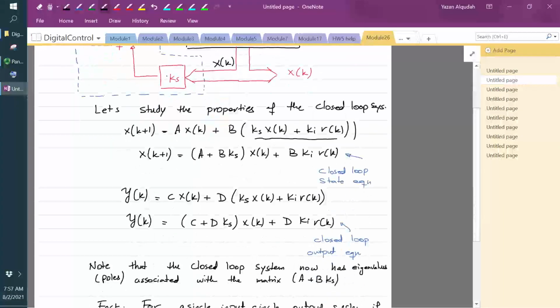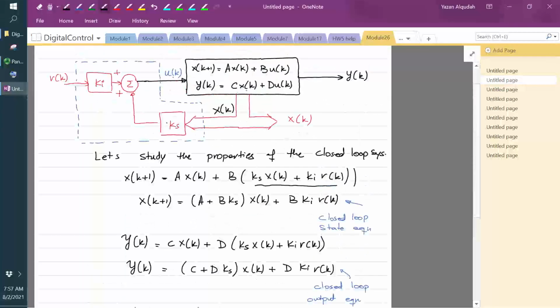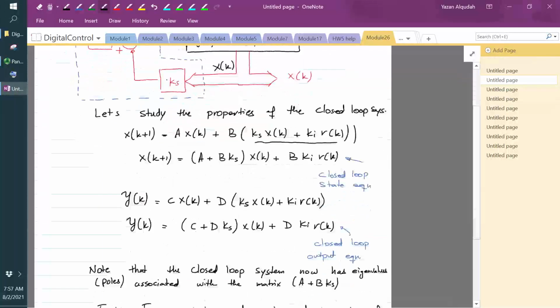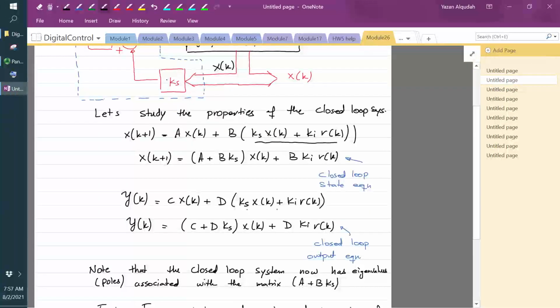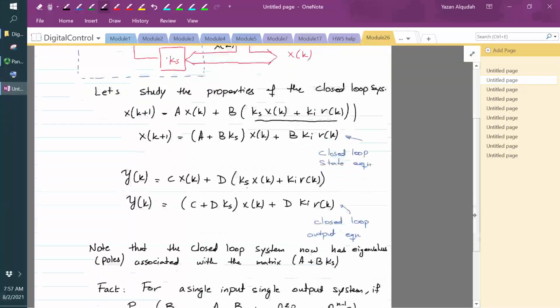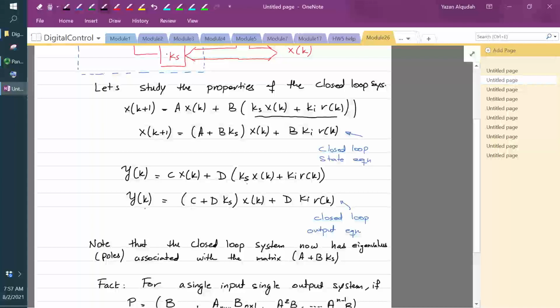Now if you look at the output, Y is equal to C multiplied by X of k plus D multiplied by U of k. But U of k is equal to Ks multiplied by X of k plus Ki multiplied by R of k. And therefore we can write the output as Y of k equal to C plus D multiplied by Ks, multiplied by X of k, plus D multiplied by Ki multiplied by R of k.